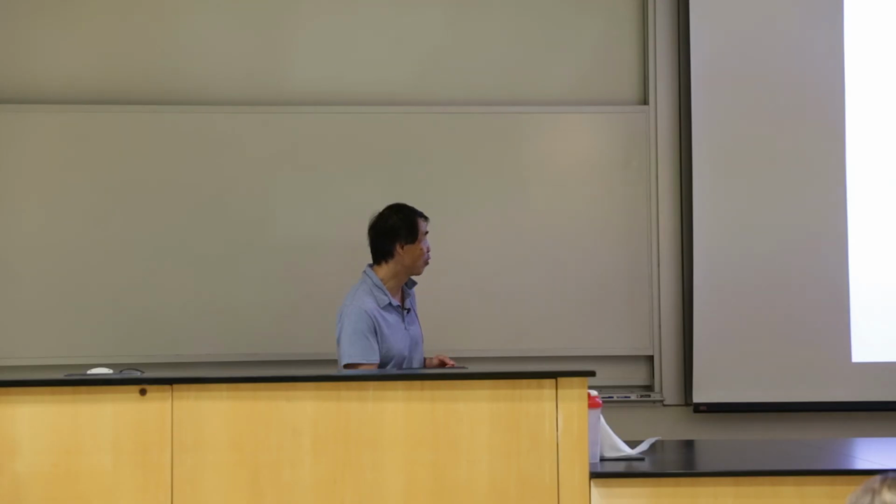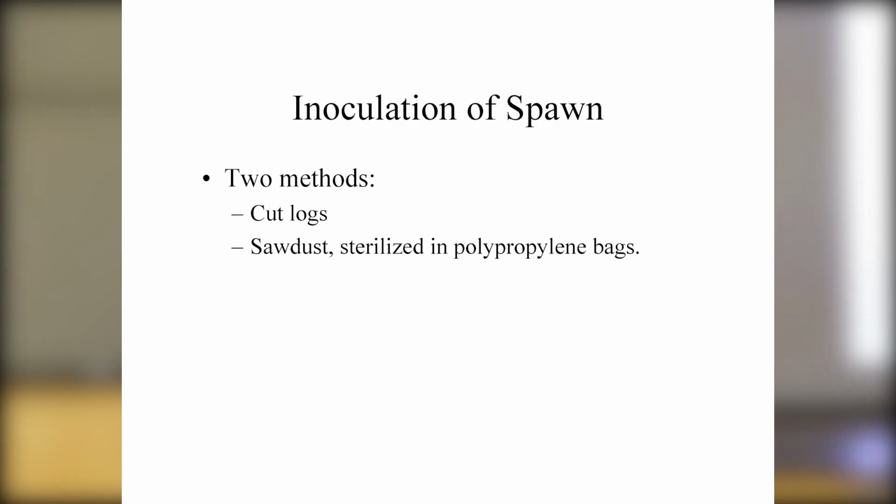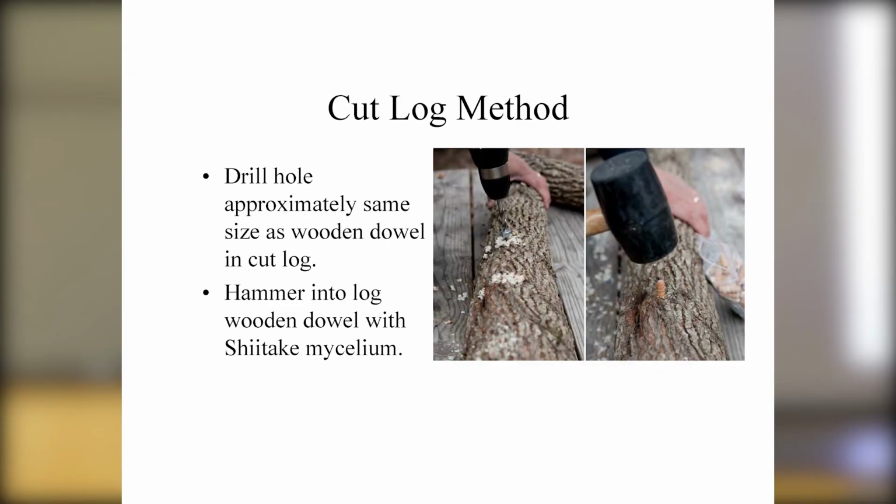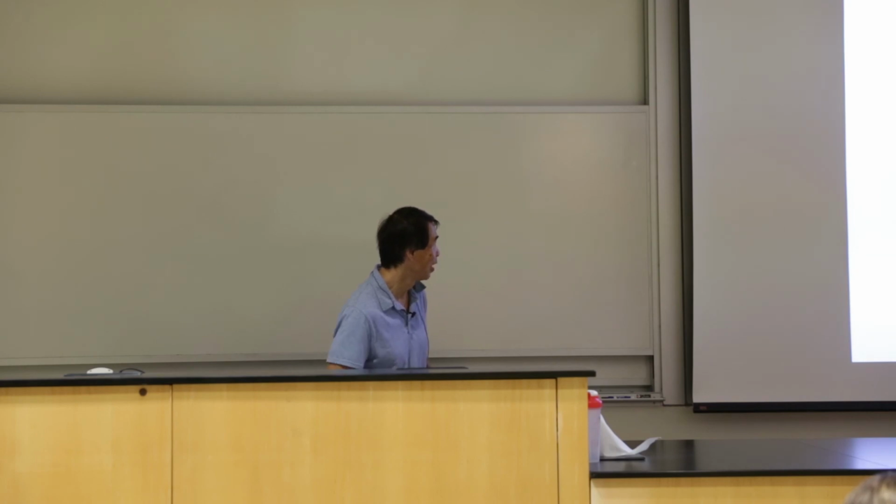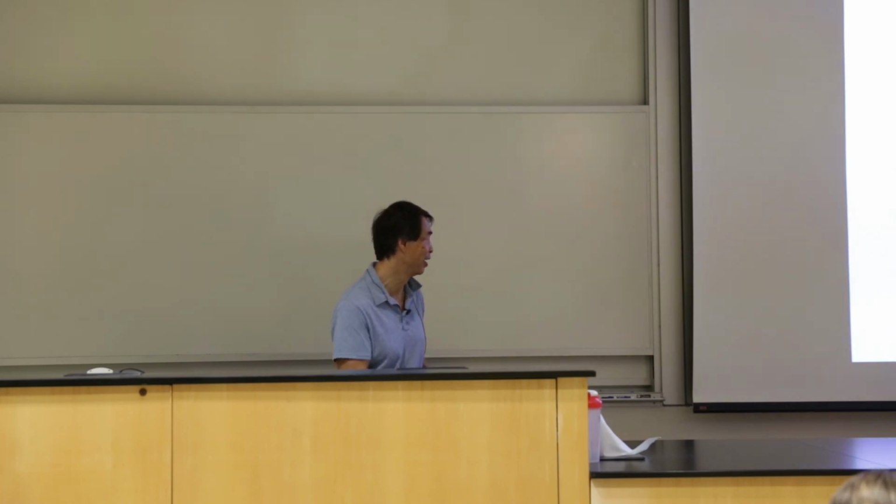Okay, now there's two methods. One's by cut logs, and the other's by sawdust and sterilized polypropylene bags. Okay, this is the old method, and it's still used quite a bit. They cut logs to a certain size, like the size right here. And they take a drill, and they drill a hole that's approximately the diameter of the wooden dowel. And then they put the wooden dowel in here, and they usually use a mallet to hammer it in there to get a tight fit.